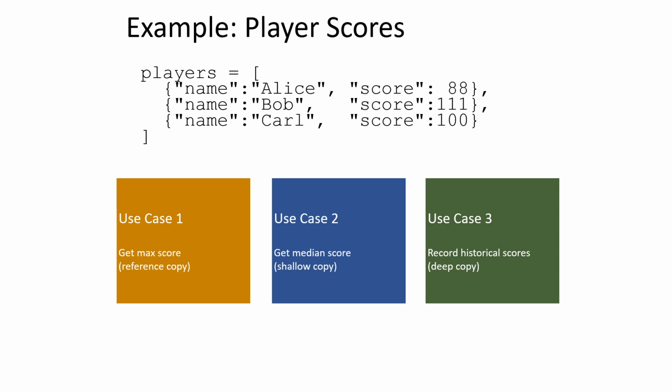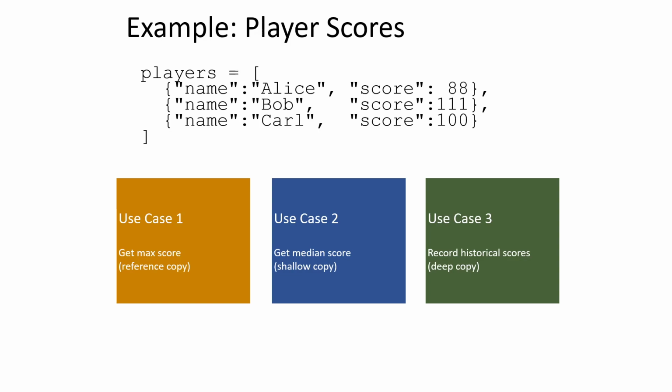In use case number 2, motivation for using shallow copy, what I want to do here is sort the data based on their score and then select the middle value. So in this case, we'll get Carl after we sort it as the median score holder with a score of 100. But I don't actually want to change any of the dictionaries. So a shallow copy will just give me that first level, and I won't be changing any of the scores in the dictionaries. So it's a good use for a shallow copy in this case.